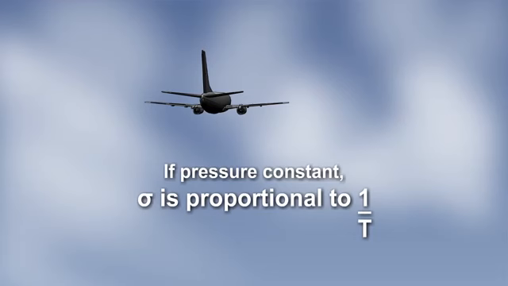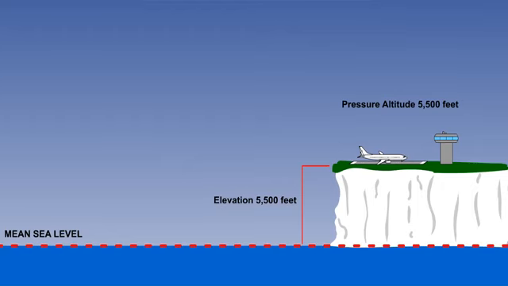If the pressure does not change, density is a simple function of temperature. Let's see what effect this can have. Suppose that you are at Nairobi Airport and that the pressure altitude is 5,500 feet, which is also Nairobi's true elevation. We will assume a temperature at the airport of plus 35 degrees Celsius. Nairobi is on the equator.